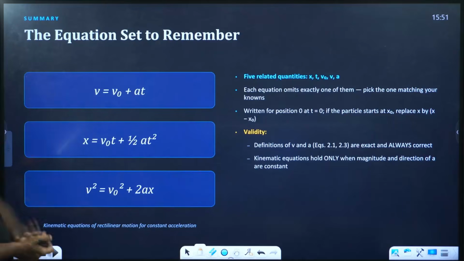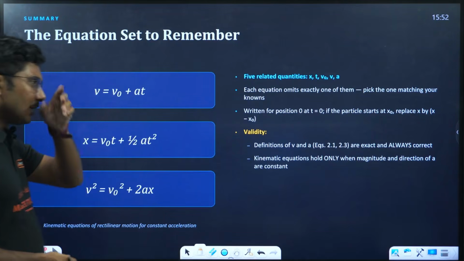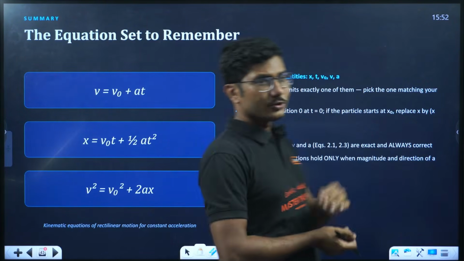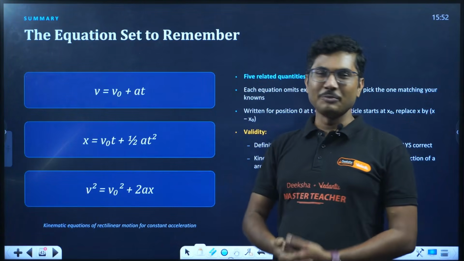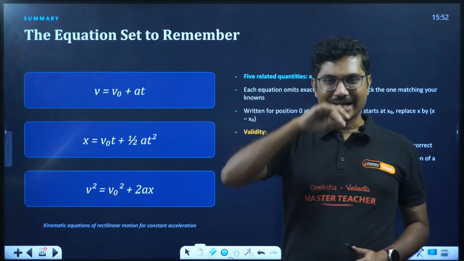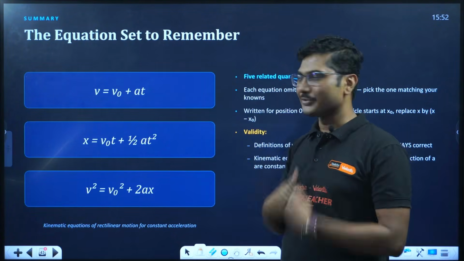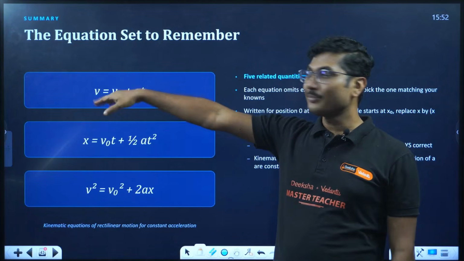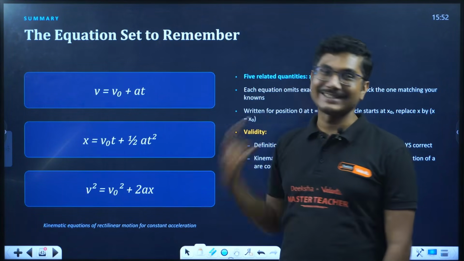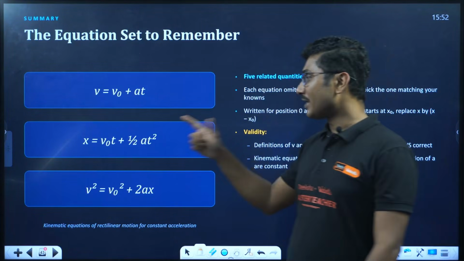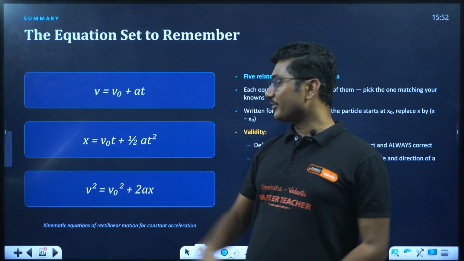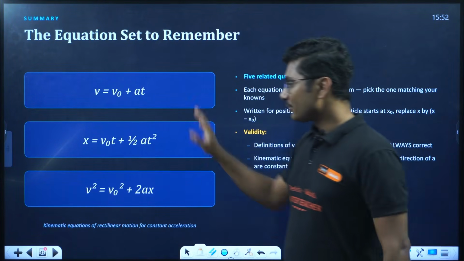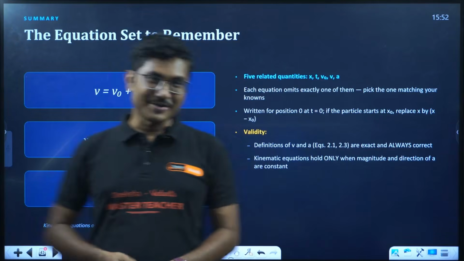v is equal to v naught plus at. This is the standard formula form from the book. At the end, let's keep that form only, but when we solve numerical questions, we will use our standard values. But in the exam, these forms are important, because in the question paper they will ask you: x equals v naught t plus half at square. Derive v square is equal to v naught square plus 2ax. So be aware of these equations as well.